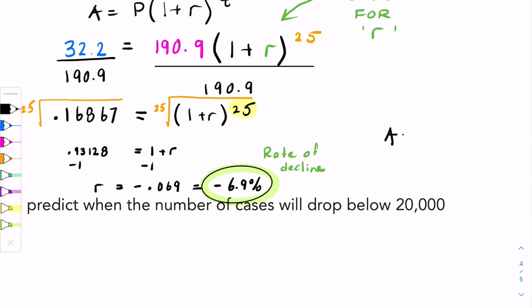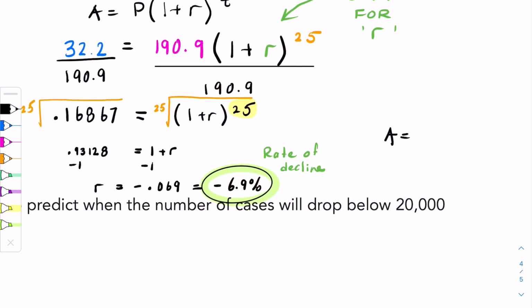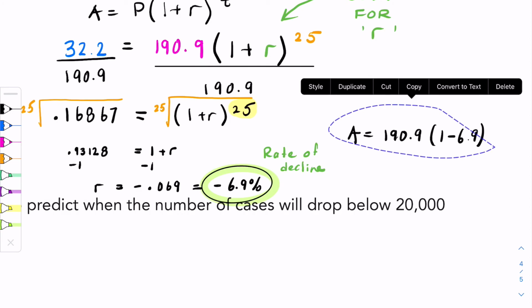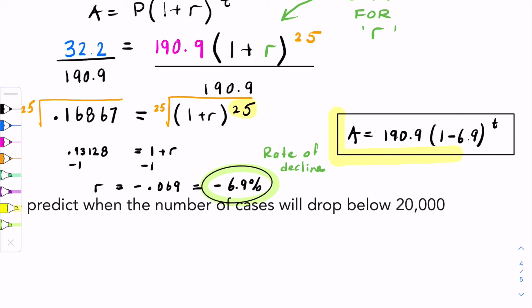So we're going to write the equation as A equals 190.9 multiplied by 1 minus 6.9%, and this would be raised to the power of t. Okay, that way we can substitute in any year. We don't specifically need either year 0 or year 25. We could substitute in any year and figure out what the population of the chickenpox is.